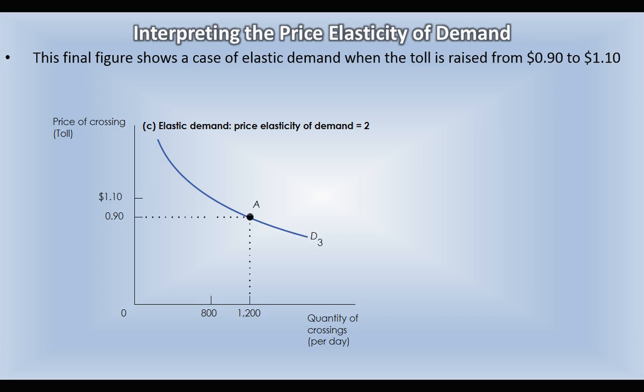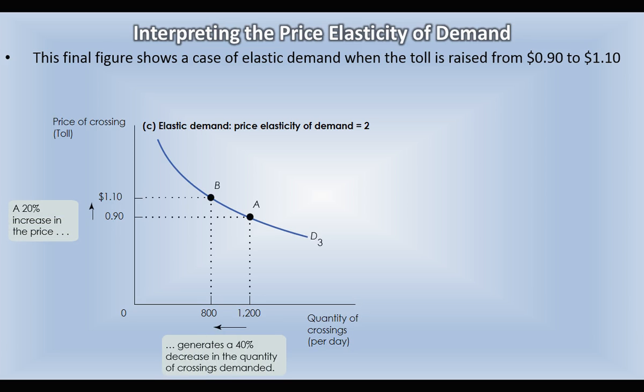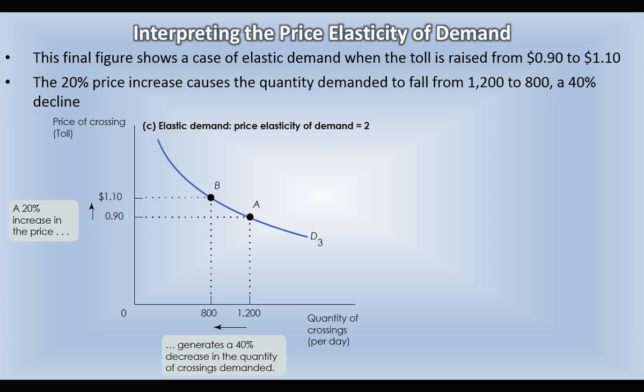The final figure shows a case of elastic demand when the toll is raised from 90 cents to $1.10. So this, again, represents a market where people are very sensitive to changes in price. So you see that the demand curve is flatter than the prior two cases. So in this case, a 20% rise in price leads to 400 fewer crossings per day, which winds up being a 40% decrease in the quantity of crossings. So the percent change in quantity demanded is greater than the percent change in price. So you're going to get a number bigger than 1. So we're going to have elastic demand, just numerically speaking.